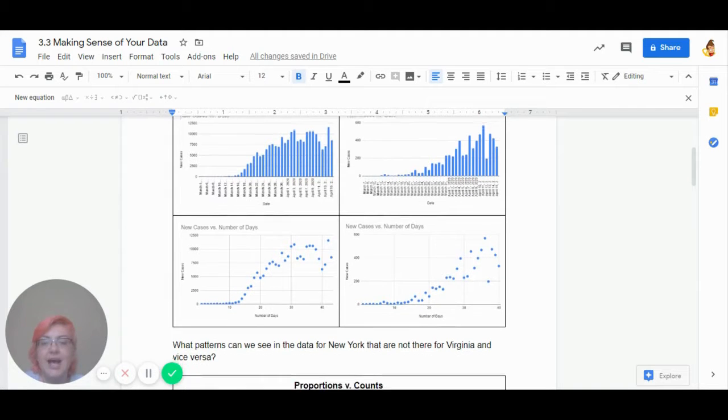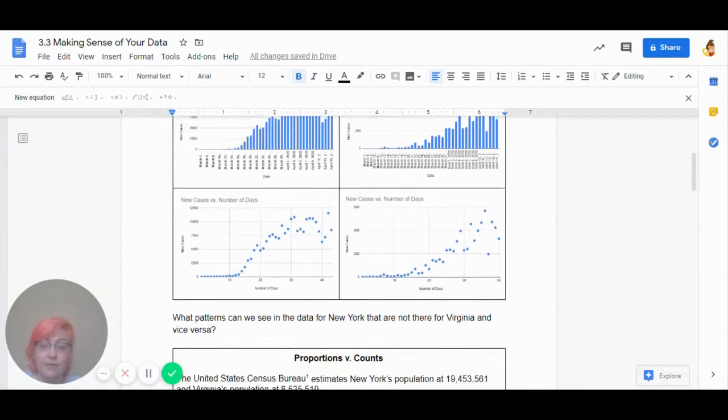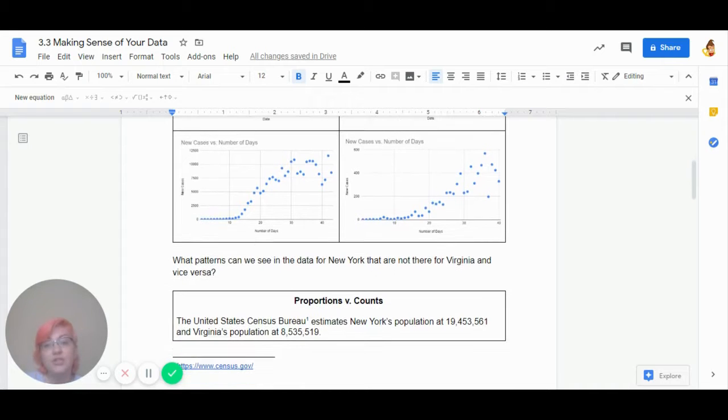So looking at those, you need to ask, what patterns do we see for our focus population, which here is New York, that are not there for our comparison population, Virginia, and vice versa? What could give those differences meaning? Well, at what day after the first case in the state did New York order a stay-at-home order? What about Virginia? If it doesn't really have anything to do with day, take a look at how many cases there were in the state when the order was given. You can also look at proportions versus counts.